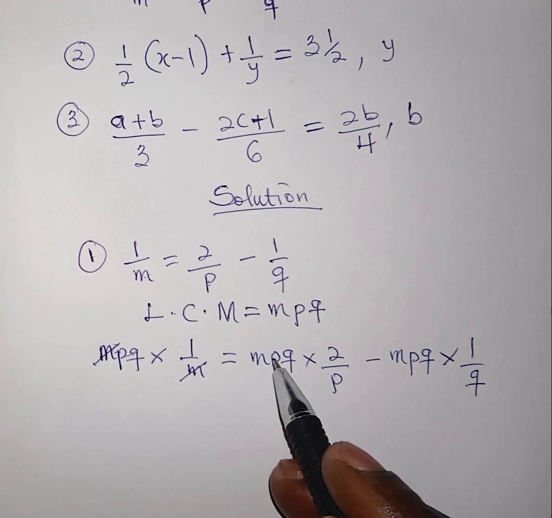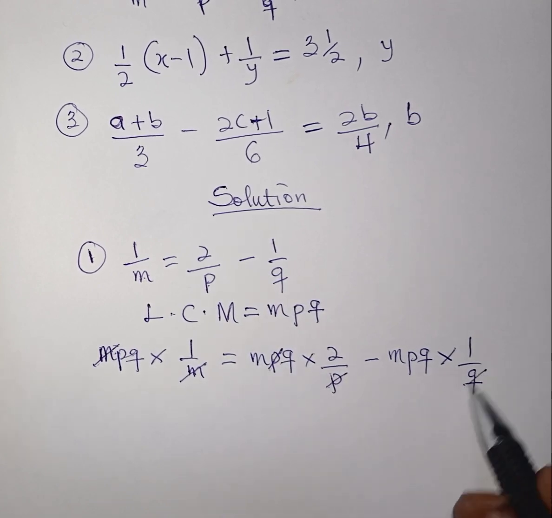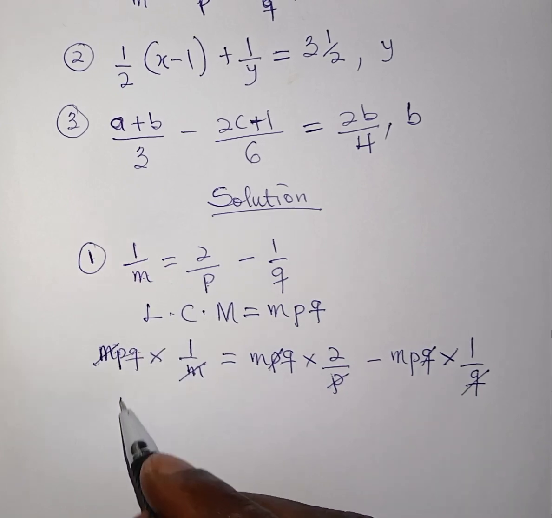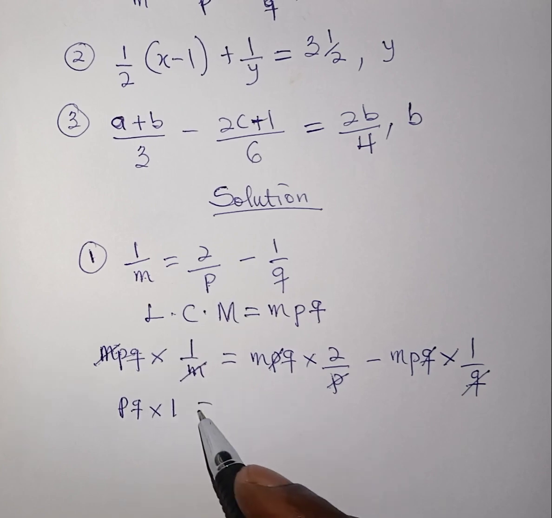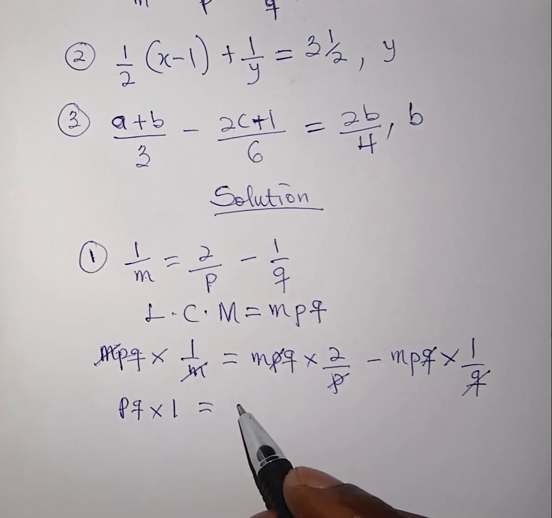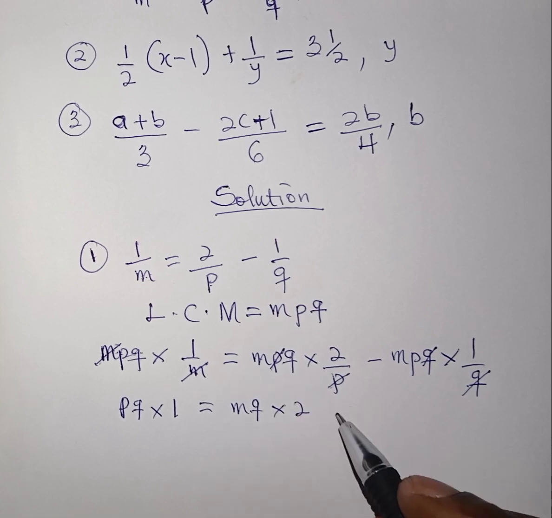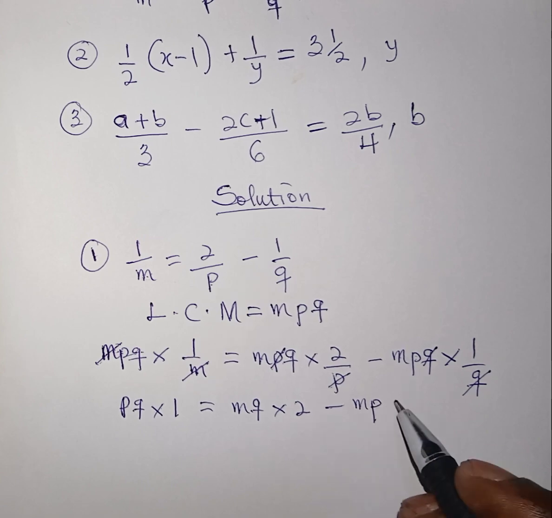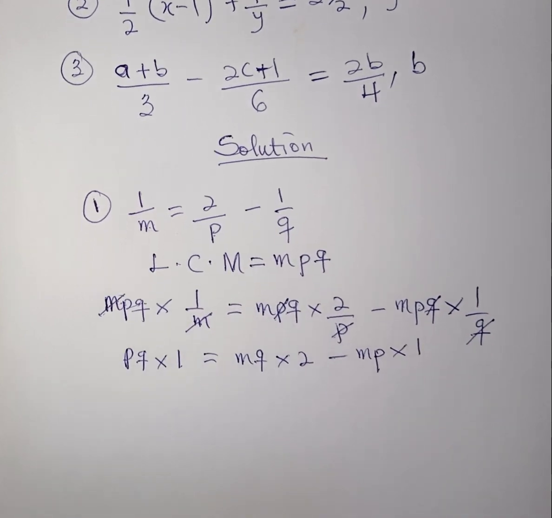You check here which one is common. P is common, so you cross out. What about this one? Q is common, you cross out. Now whatever is left here is what? PQ times 1, which is equal to MQ is left times 2. And then we have what? Minus what is left? MP times 1. This is what is left.